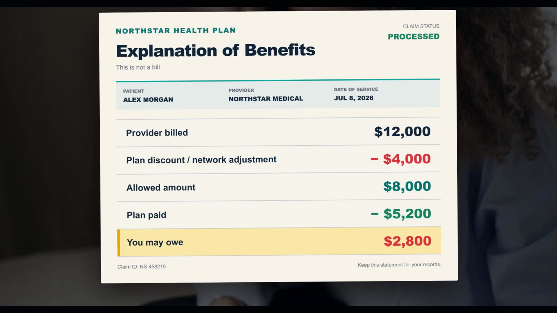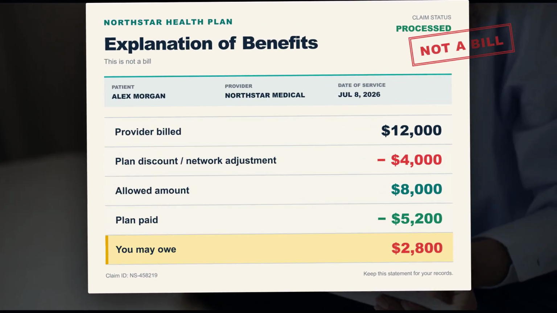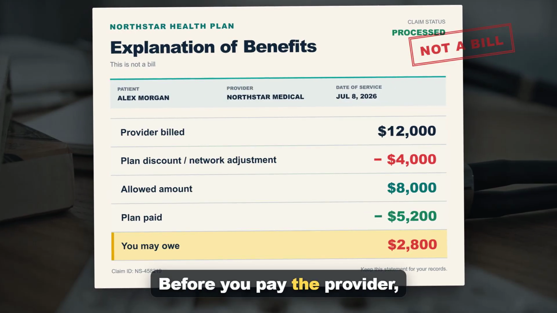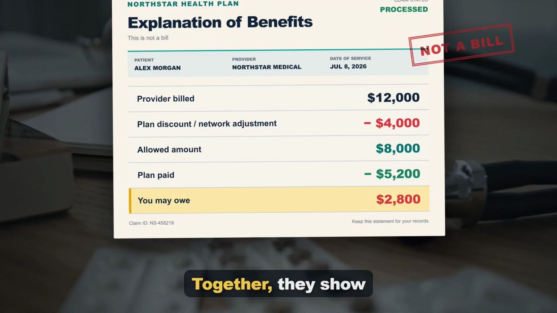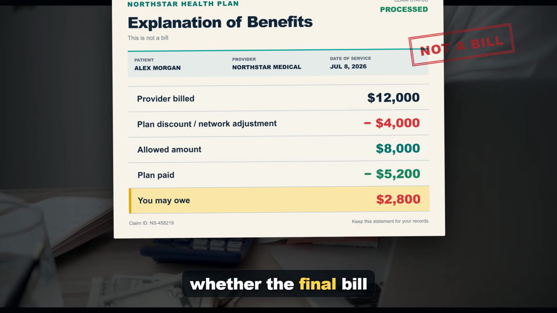This document says you may owe $2,800. It is not a bill. Before you pay the provider, check 5 numbers. Together, they show whether the final bill makes sense.